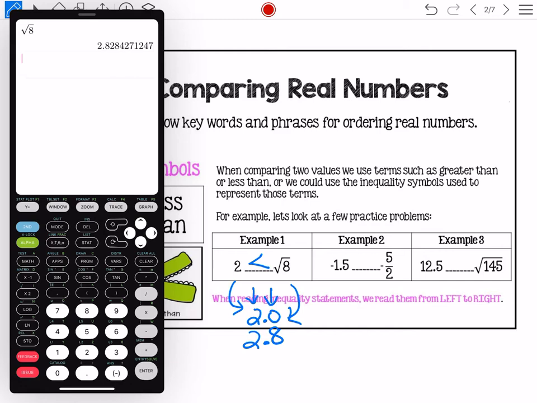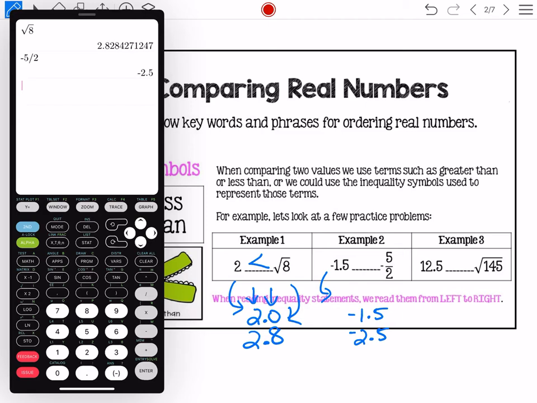Okay, example number 2, we're going to do the same thing. Negative 1.5 is already in decimal form. Negative 5/2. Again, fractions are just division, guys. So when we put this in our calculator, you can just put negative 5 divided by 2. And I'm going to get negative 2.5. And again, I'm still lining my decimals up to make it easy for me to compare.